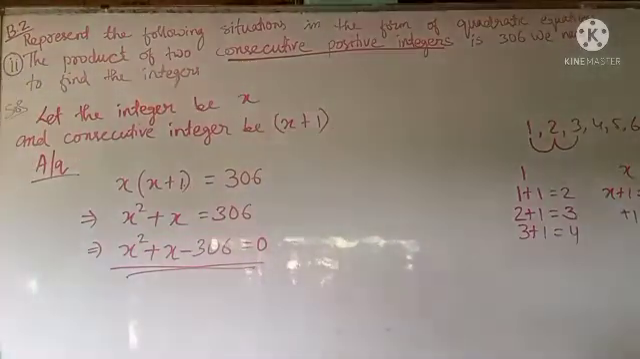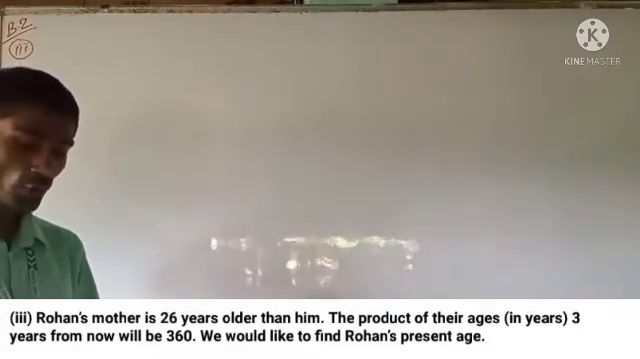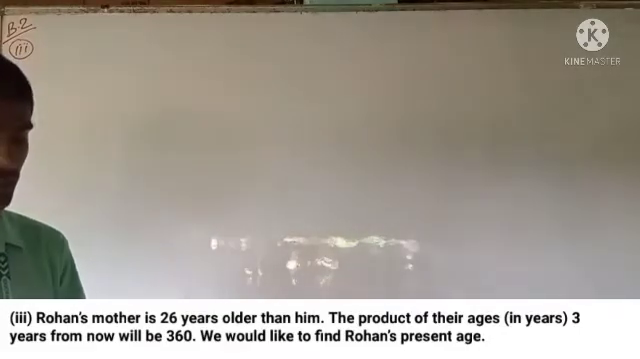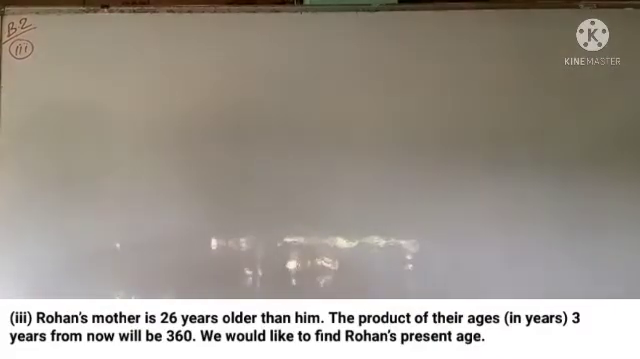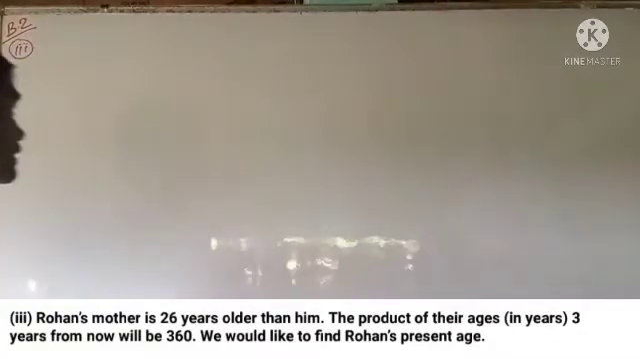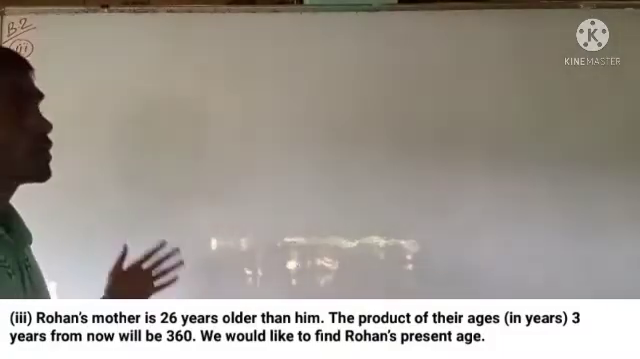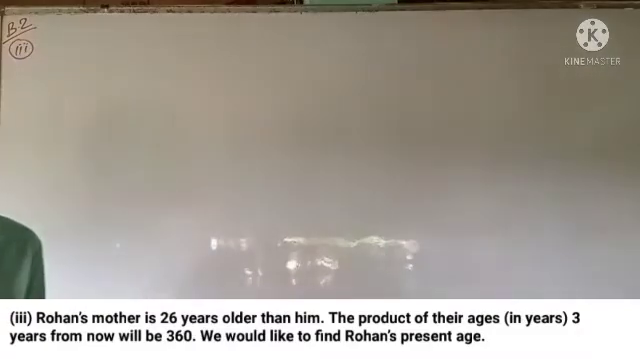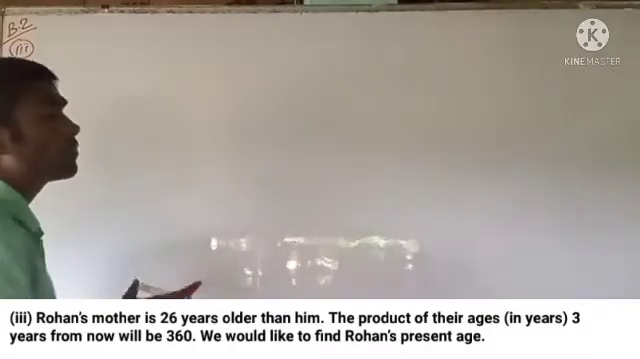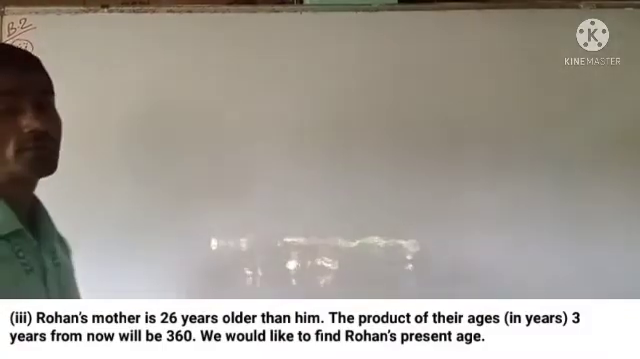Now let me show you option number 3. Here it is said Rohan's mother is 26 years older than him. The product of their ages in years 3 years from now will be 360. We would like to find Rohan's present age. That means we are asked to find the age of Rohan and his mother. But in the first question itself, we can see that we are asked to represent only in the form of a quadratic equation. So we will just form the quadratic equation, we will not find the answer for it.